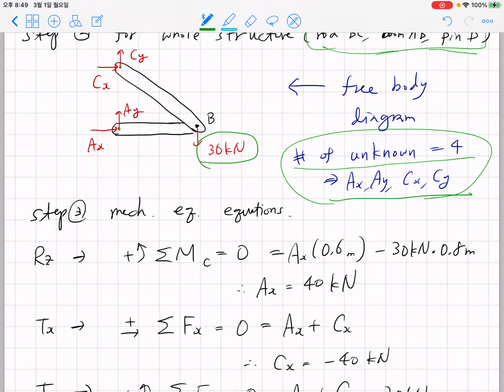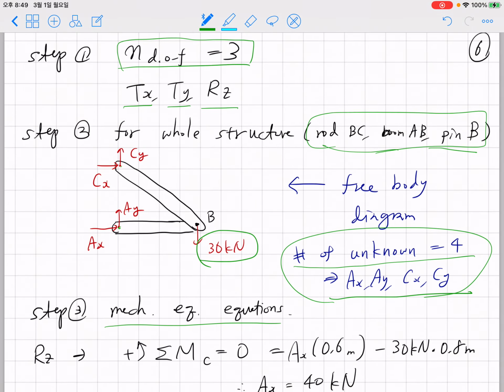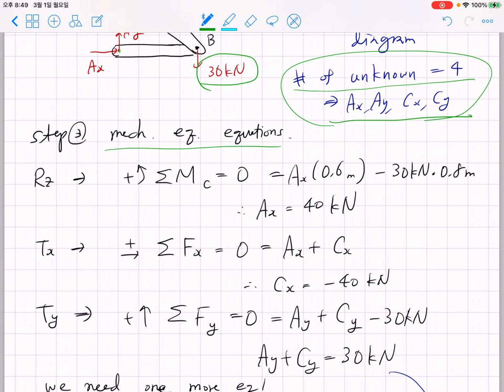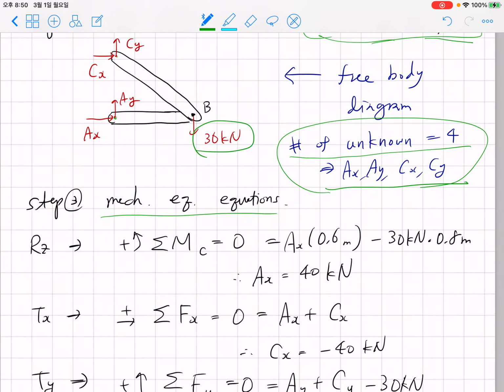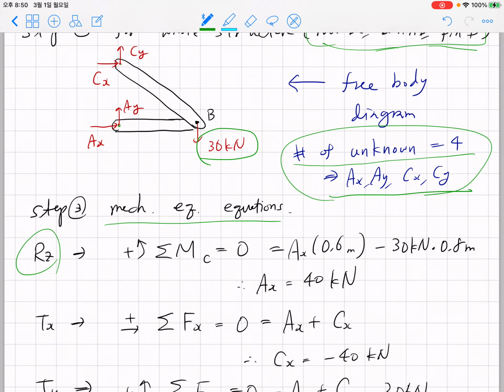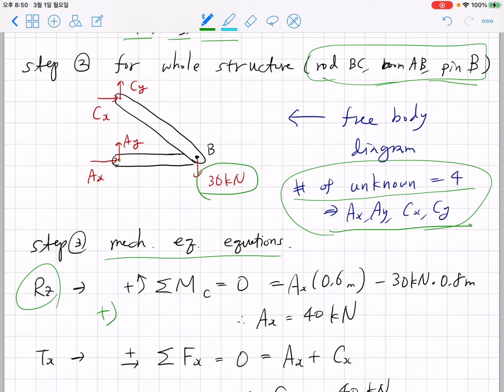Step 3 is to write down the mechanical equilibrium equations. For each degree of freedom, we can write one equation. Let's take rotation first. We're going to take counterclockwise rotation as positive. This is the sign convention we're going to use in this course, and it is the convention of most freshman physics courses and most solid mechanics courses.